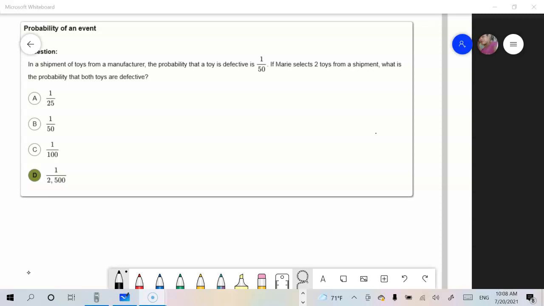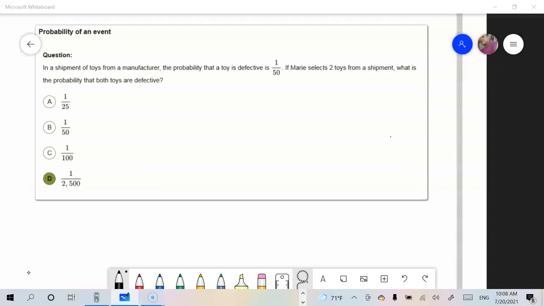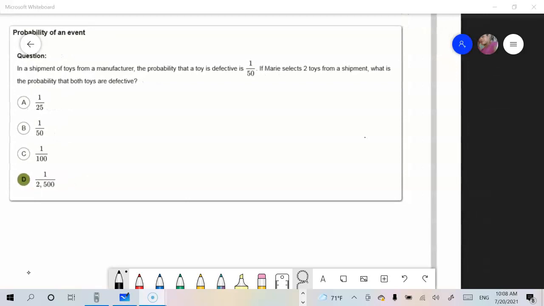So now, the problem is not saying if she replaces the toys back or not. If the problem doesn't say anything to you about that, you assume that she picks the toy and she puts it back before she draws the second toy, because that's going to change the probability of your event. So it doesn't say anything here in the problem, so we are going to assume that she picks the toy, she runs the experiment, and then she puts back the toy, and then she runs the experiment again.